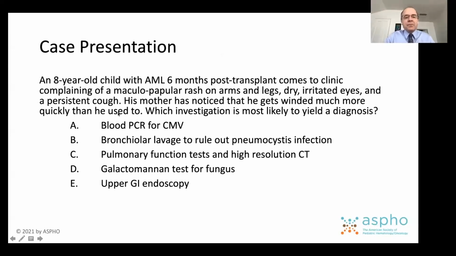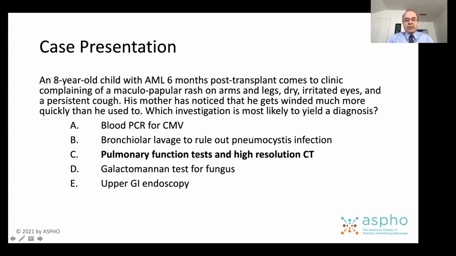Let's go over a case. We have an 8-year-old child with AML 6 months post-transplant who comes to clinic. He's complaining of a significant rash on his arms and legs, and he has dry, irritated eyes and a persistent cough. His mother noticed he gets winded more quickly than he used to. So what should you do? What's your next investigation that will most likely yield a diagnosis? You want to just send blood for CMV, BAL to rule out pneumocystis, PFTs and a high-resolution CT, galactomannan testing for fungus, or an upper GI endoscopy. The answer here is C.